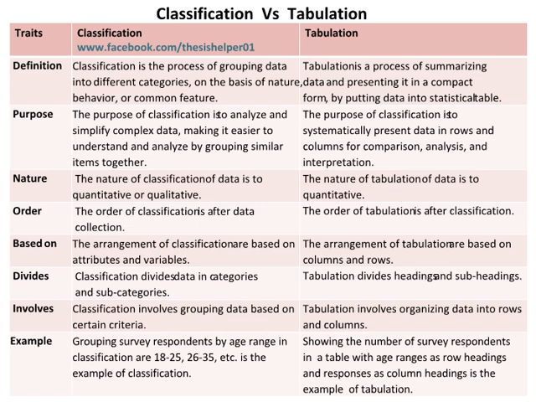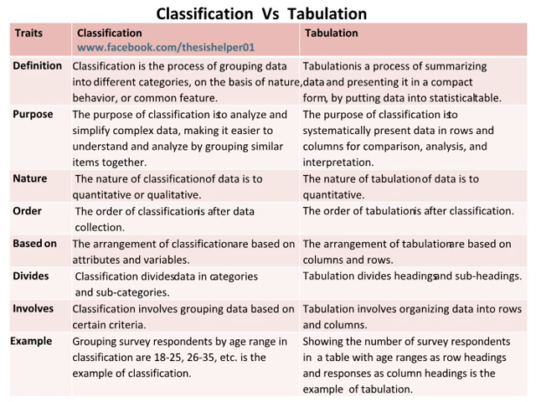Whereas, the purpose of tabulation is to systematically present data in rows and columns for comparison, analysis, and interpretation. The nature of classification of data is quantitative or qualitative. Whereas, the nature of tabulation of data is quantitative. The order of classification is after data collection. Whereas, the order of tabulation is after classification.